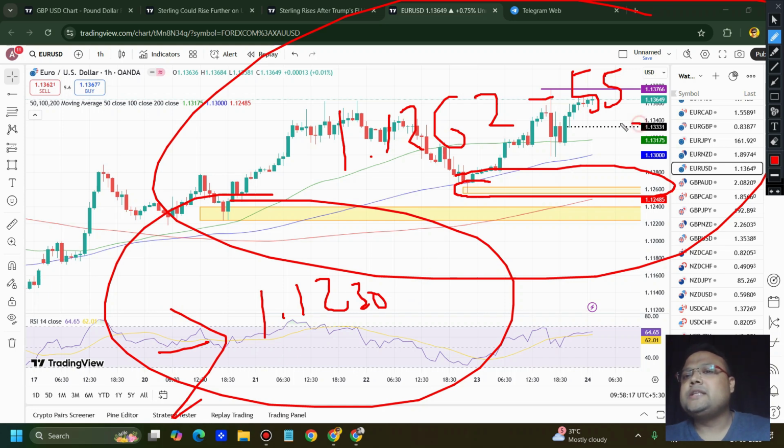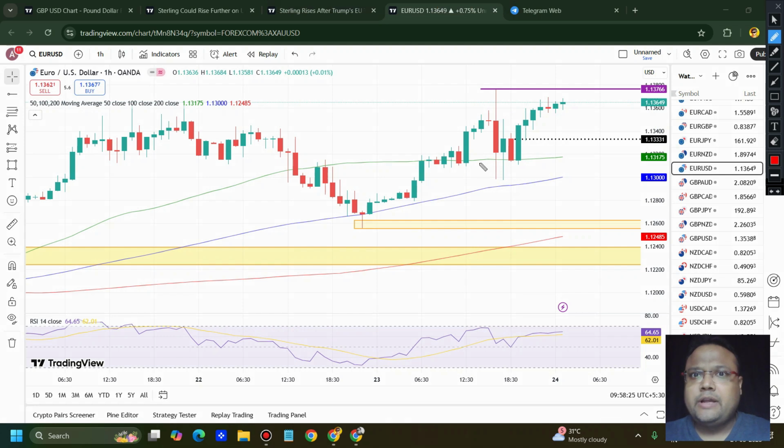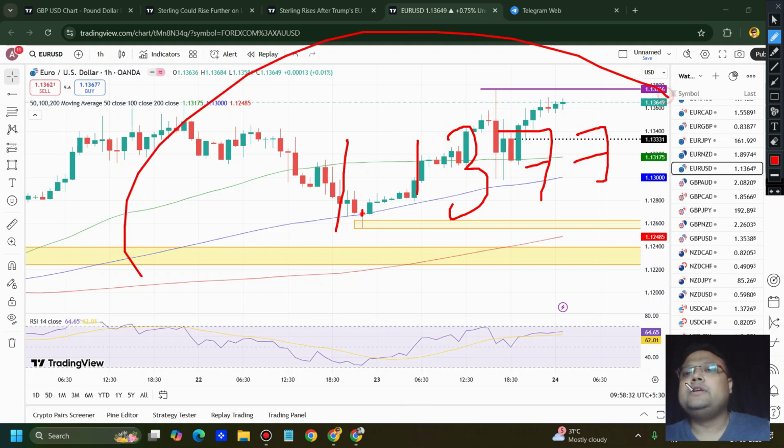But as of now, let's focus on this particular portion of the market. If market comes for retracement, this will be a good opportunity to buy. And if market doesn't come for retracement, obviously we can look for a buy at breakout. Means here we can look for buy above 1.1377.